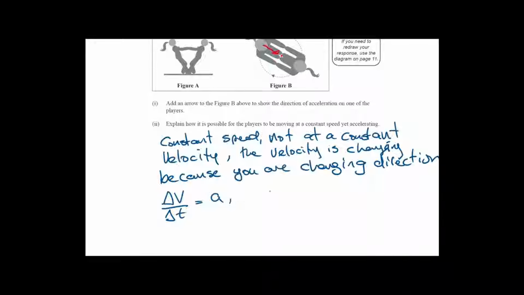You can accelerate one of two ways: either you speed up or slow down, or change direction. So when you're moving in a circle, you're constantly changing direction. Therefore, your velocity changes even though you haven't sped up or slowed down. And if your velocity changed, there must be an acceleration.